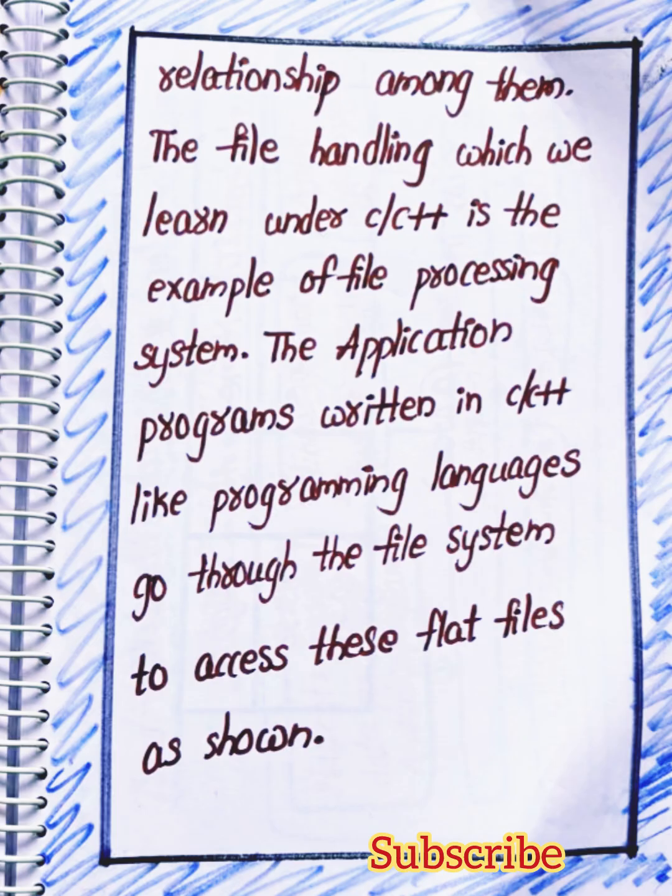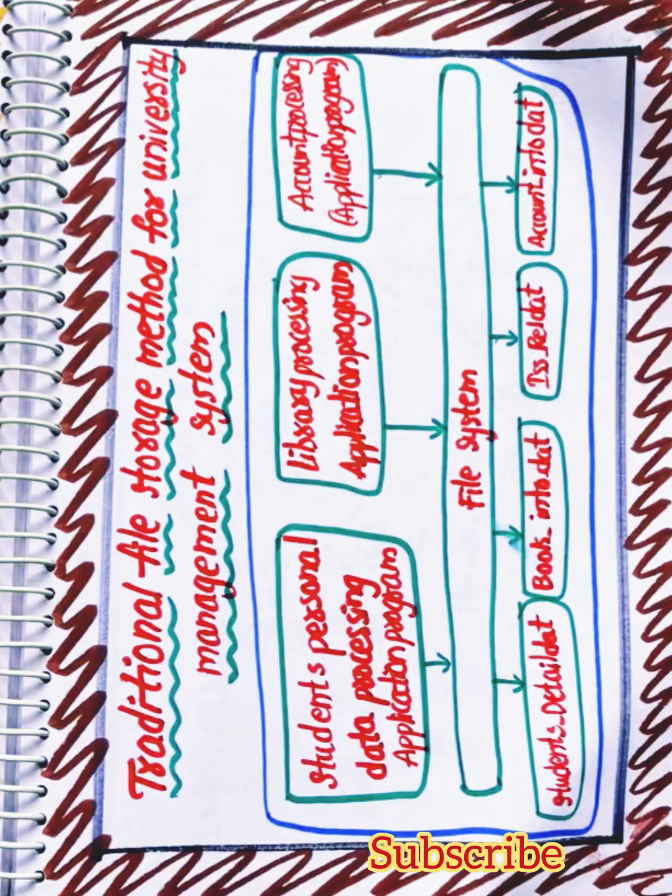The file handling which we learn under C++ is the example of file processing system. The application programs written in C++ like programming languages go through the file system to access these flat files, as shown. Traditional file storage method for university management system: students' personal data processing application program, library processing application program, account processing application program go through the file system to students' details data, book information data, and account information data.